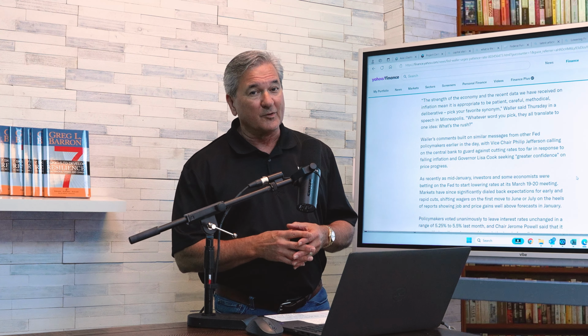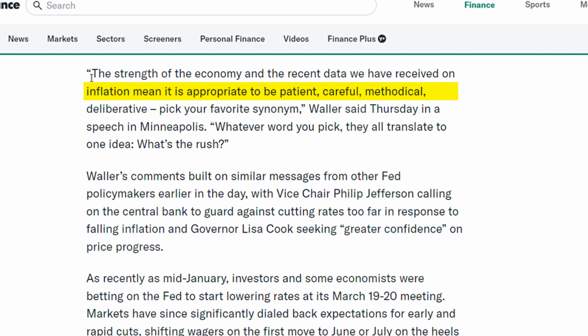But first, let's jump into a couple of articles that are pretty recent. I think these are only a couple of days old, and this one comes out of Yahoo Finance. I think I say that, Yahoo, the Texas slang, Yahoo Finance. It says, "The strength of the economy and the recent data we have received on inflation mean it's appropriate to be patient." I think you've heard that from me lately. "Careful, methodical, deliberative, pick your favorite synonym," Waller said Thursday in a speech in Minneapolis. Whatever word you pick, they all translate to one idea.